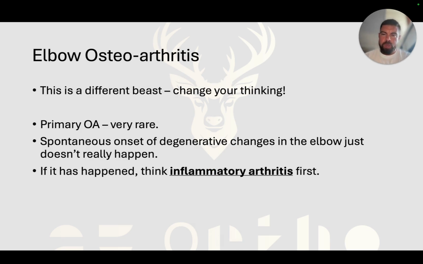Primary OA of the elbow is incredibly rare. It's really not something that happens. And if you think it's happened, you should probably start thinking maybe there's an inflammatory arthropathy going on here somewhere. The biggest reason for it following inflammatory arthritis is trauma. So if you're thinking to yourself, oh, this is primary OA, this is something that just happened and there's no reason for it, because of the nature of the elbow not being a commonly axially loaded joint, it's not something that happens generally. It's just not the way it goes.